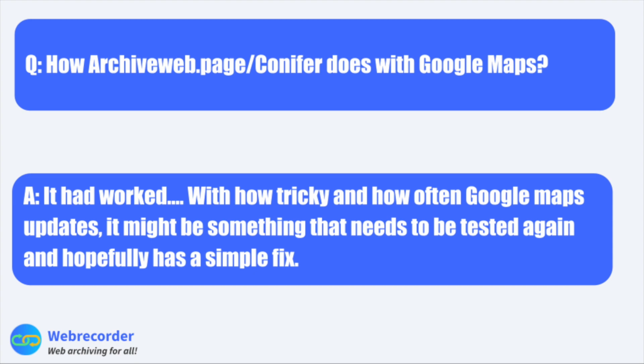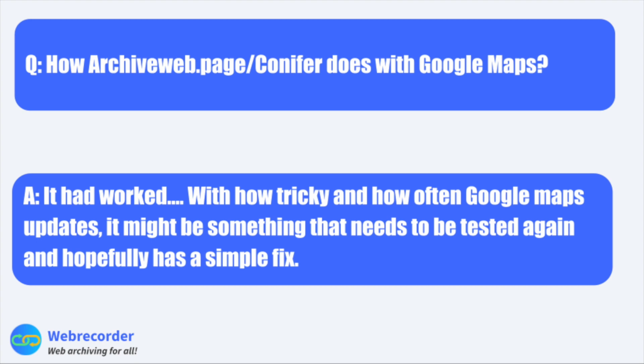Okay, sure. So first, I'm wondering how Archiveweb.page / Conifer does with Google Maps. I attempted to capture an embedded map, but also the actual URL of a specific pin on the map, and none of them seemed to render when I replayed it in the WARC. Is it that Google Maps might be too porky?